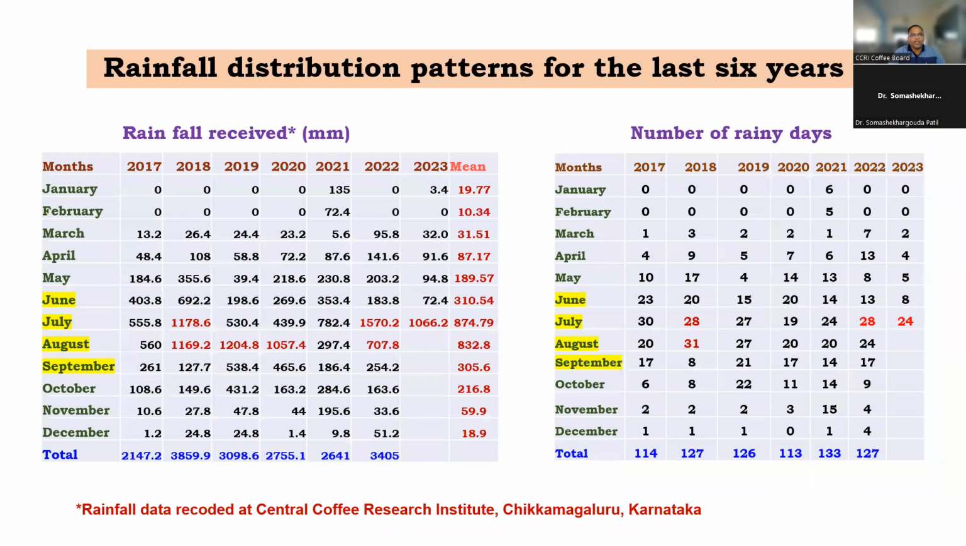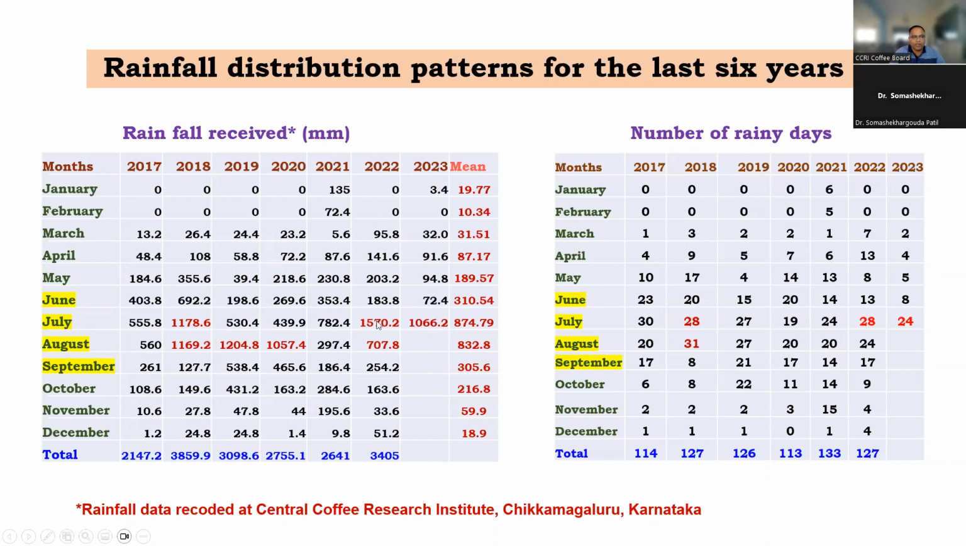If we see the rainfall distribution pattern of the last 5 to 6 years, and consider this year's rains, we did not receive much rain in the earlier period, that is March, April and May. But in the month of July, we received a very heavy downpour, almost 1066 mm, that is almost 41 to 42 inches of rain.